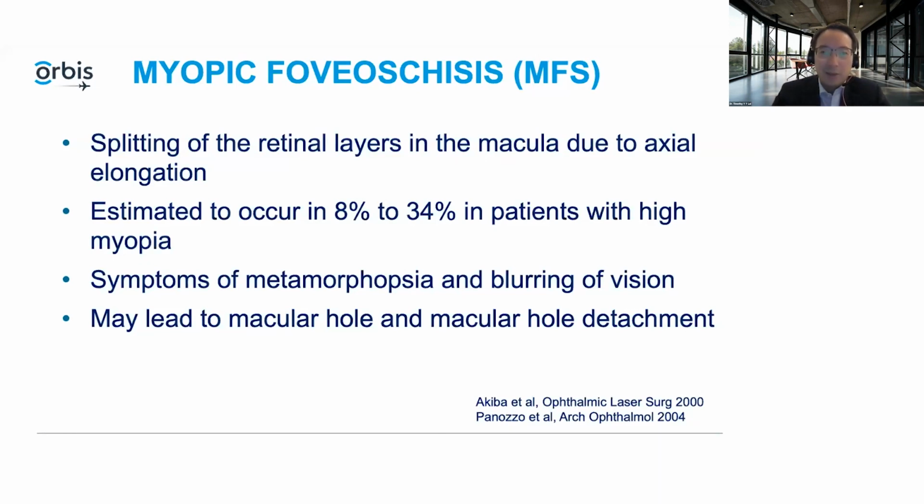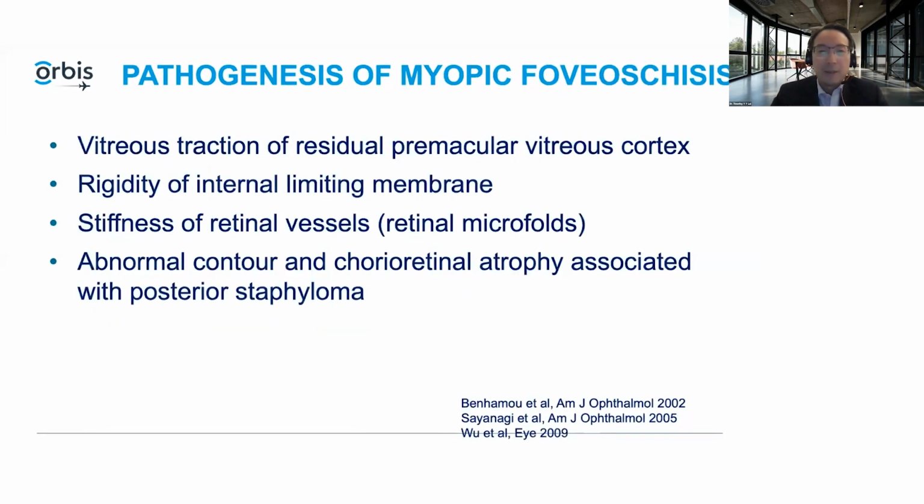You get axial elongation of the eyeball, and therefore some mechanical splitting of the retinal layers in the macula. And in high myopia patients, you can see this in up to 34% of patients, and patients can complain of metamorphopsia and also blurring of vision. If you don't treat them, these can cause myopic macular hole and retinal detachment.